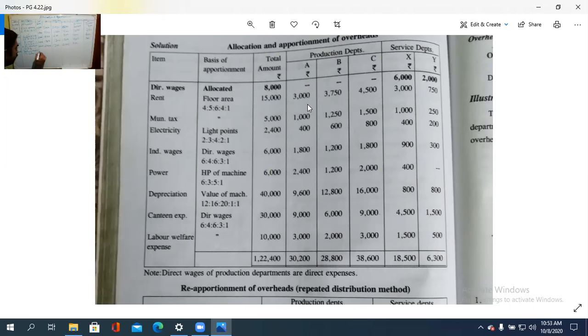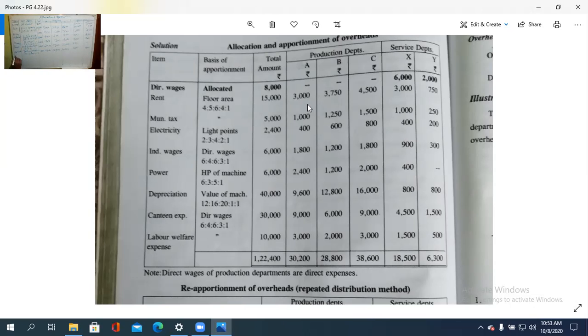So how much is the value of the machine? 40,000 is the depreciation value. So 12 by 50 into 40,000. How much? 9,600 for the first case, then 12,800 for the second case, then 16,000 for the third case, and 800, 800. 1 is to 1 and 800, 800 for which one? Depreciation to be apportioned on the base of the value of the machine.